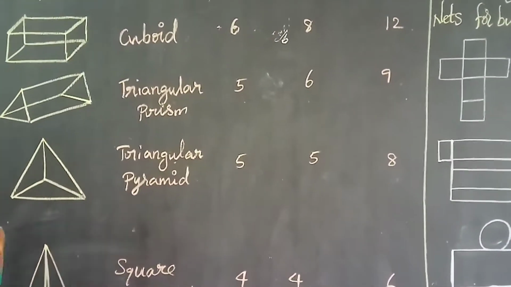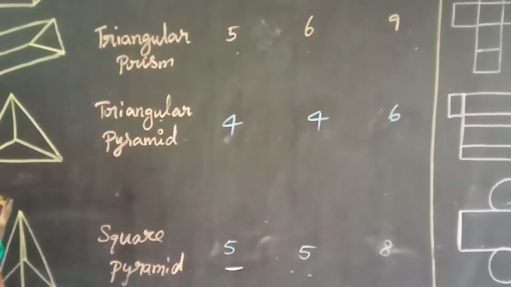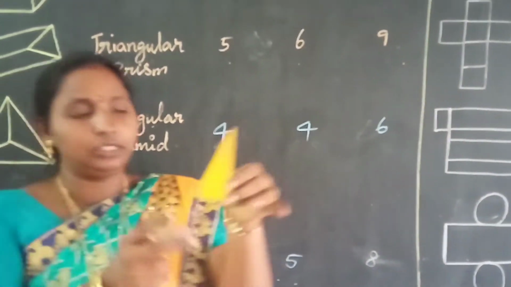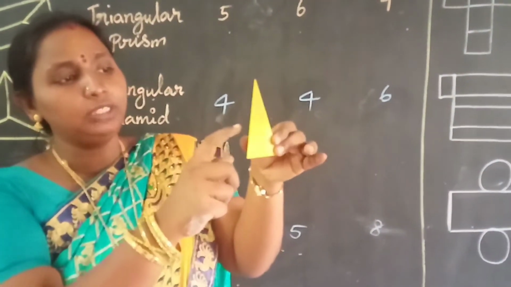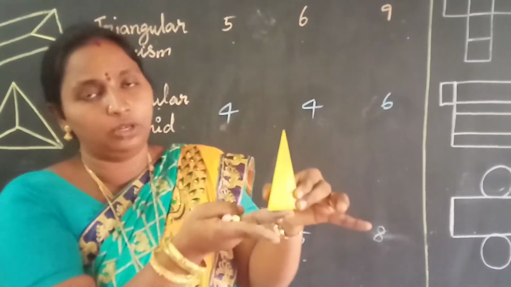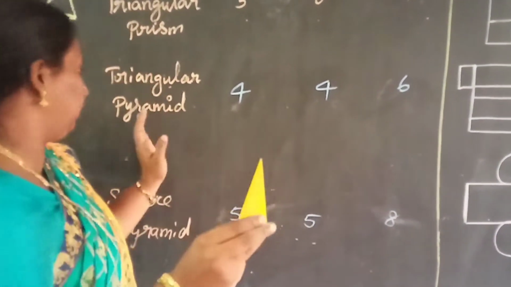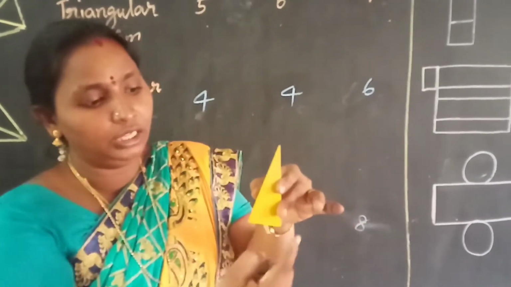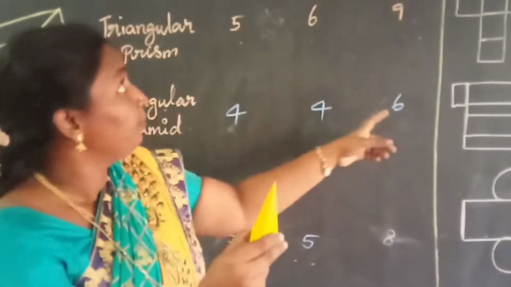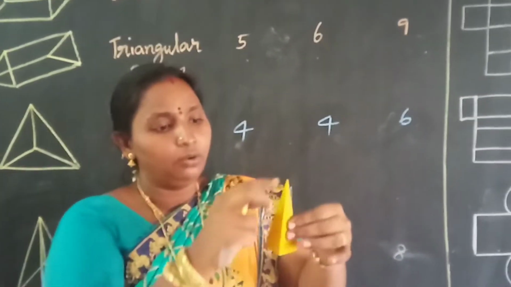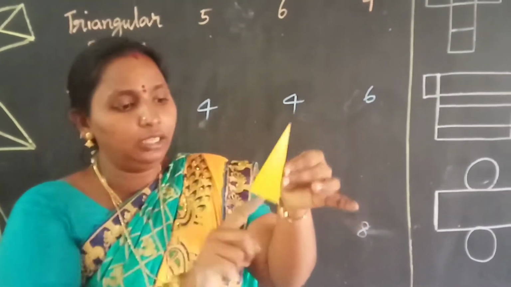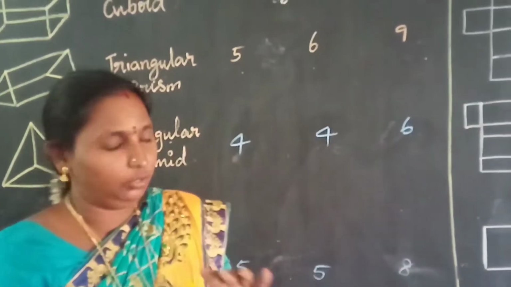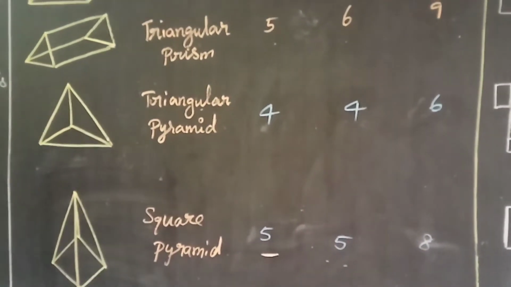Okay. Next, move on to triangular pyramid. Next we are going to see the triangular pyramid. See, this is a triangular pyramid. How many faces? Count. 1, 2, 3, the bottom 4. So how many faces for a triangular pyramid? 4 faces. Next, vertices: 1, 2, 3, 4. 4 vertices. Okay. Next, edges. See the edges: 1, 2, 3, bottom 4, 5, 6. So we have 6 edges. Do you clear? So next, move on to square pyramid.